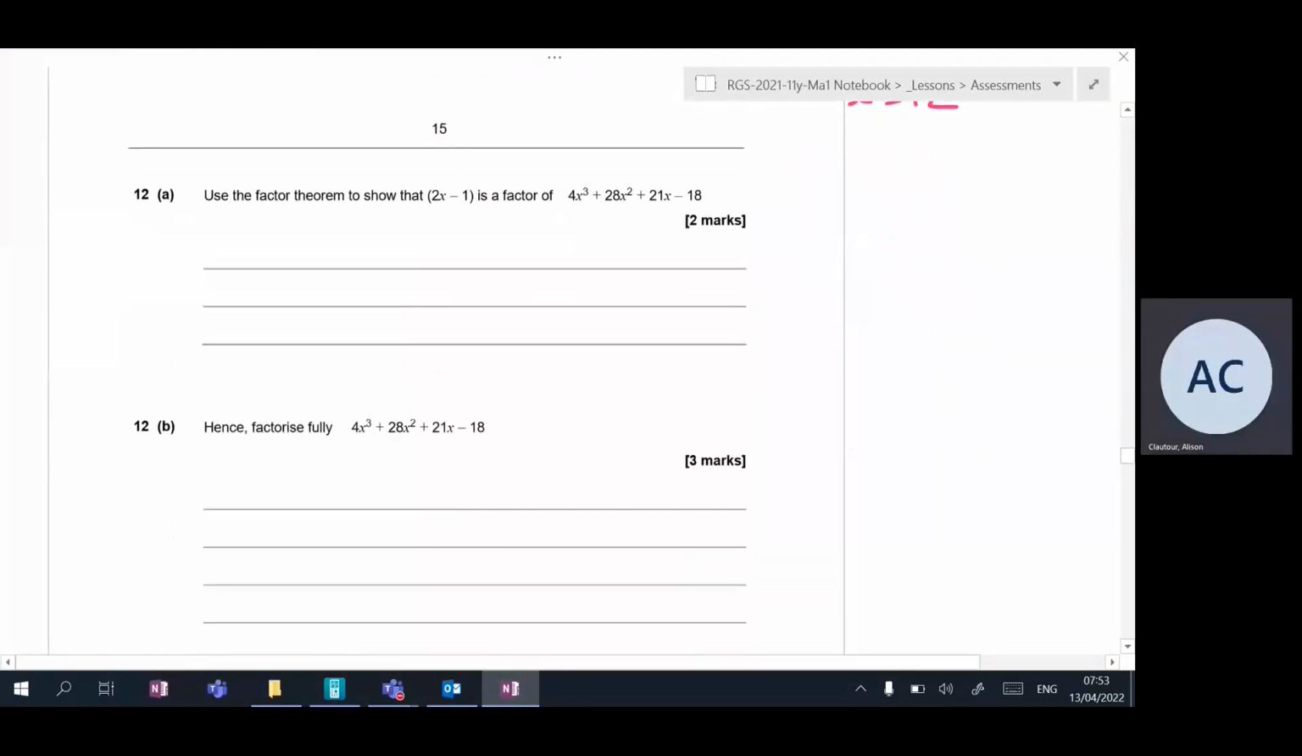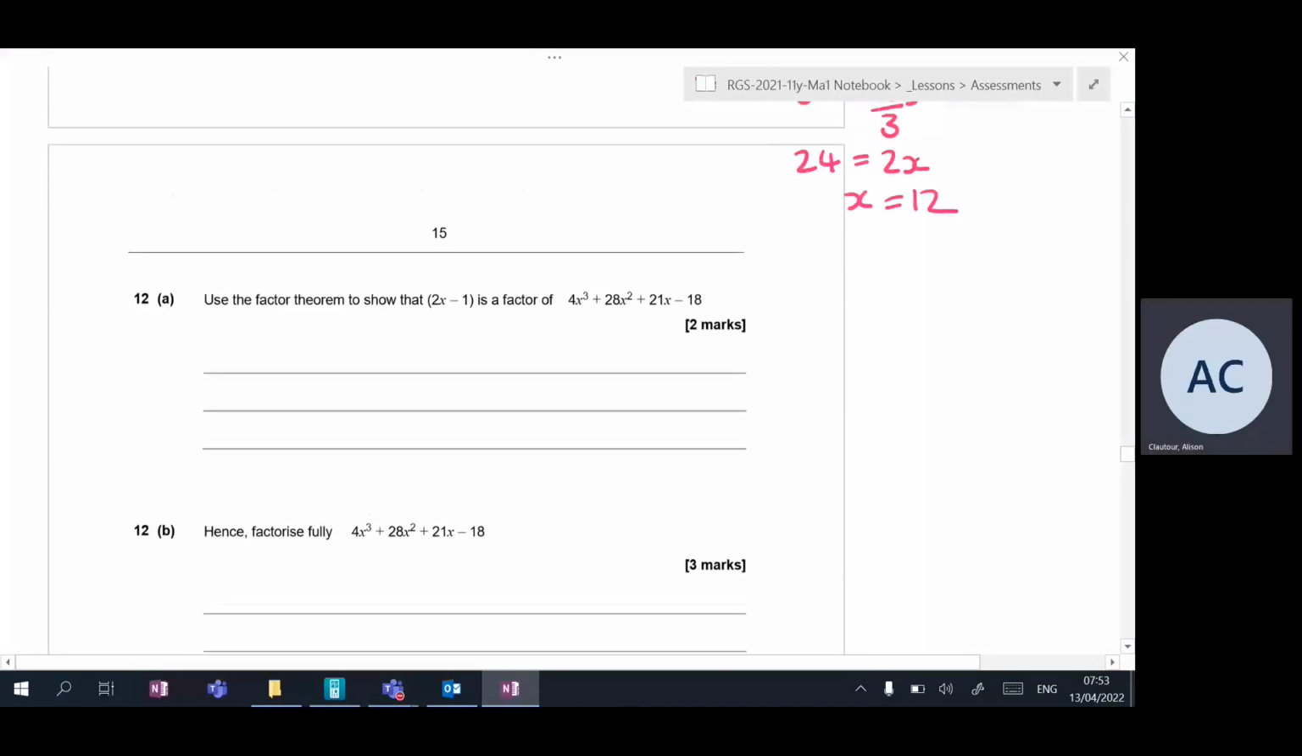Right, next question. Use the factor theorem to show that 2x minus 1 is a factor of this. Okay, so if 2x minus 1 is a factor, then the root would be when 2x minus 1 equals 0.